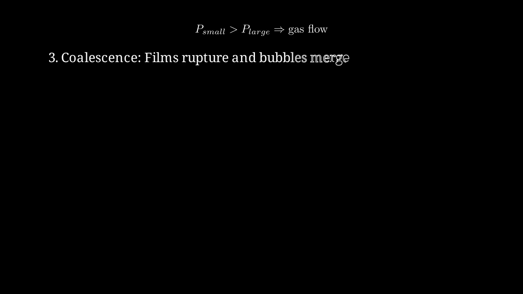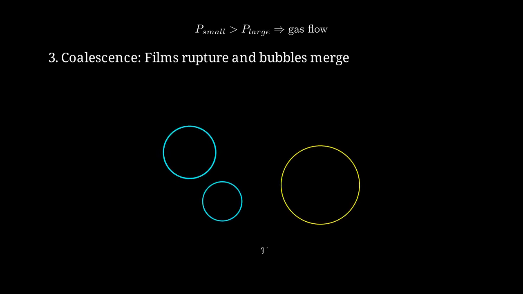Third is coalescence. When films become too thin, they rupture. Adjacent bubbles merge into larger ones, reducing the total number of bubbles and total surface area. Here's a schematic of coarsening. The smaller bubbles on the left gradually lose gas to the larger bubble on the right. Eventually, the small bubbles vanish.